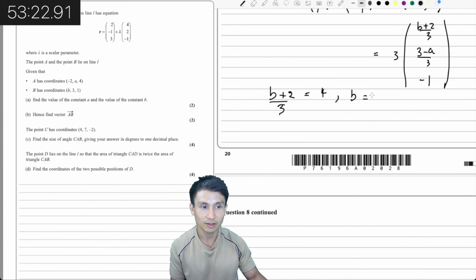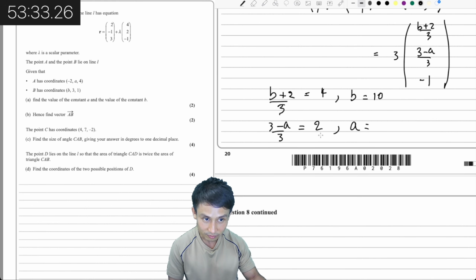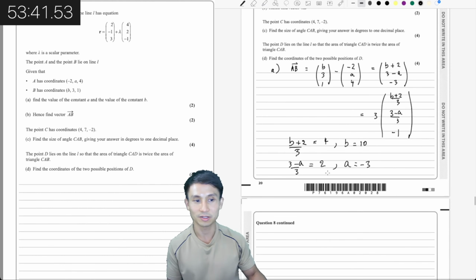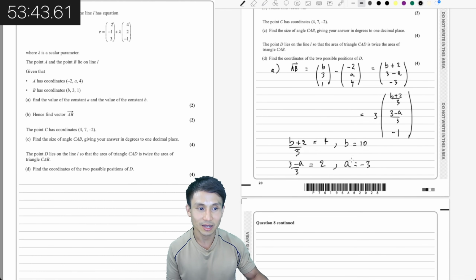No, 10, sorry. Okay. And then we have 3 minus A over 3 must be equal to 2. So that means A is equal to minus 3. Yeah, 6. It's 3 minus 6. And then the last part is minus 1, minus 1. So this is our A and B.